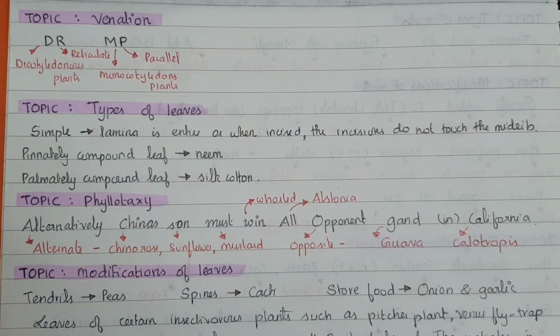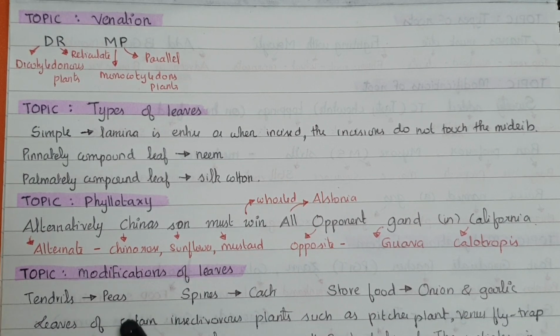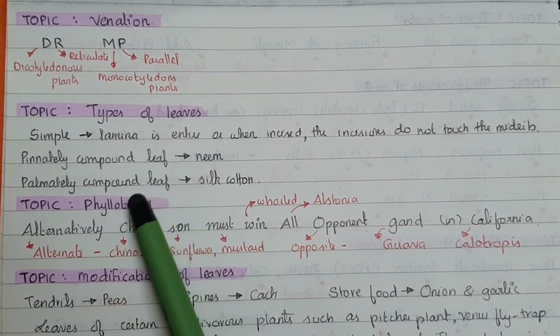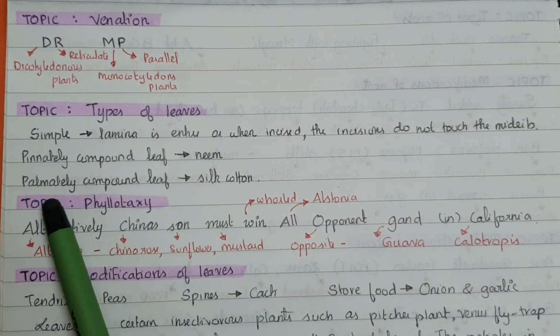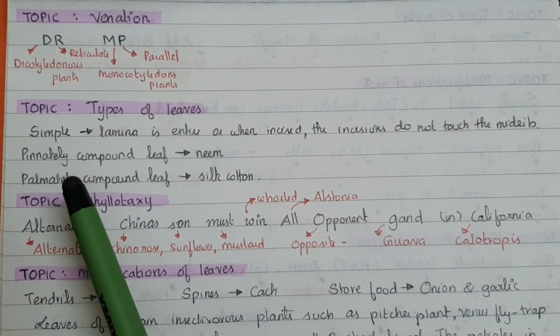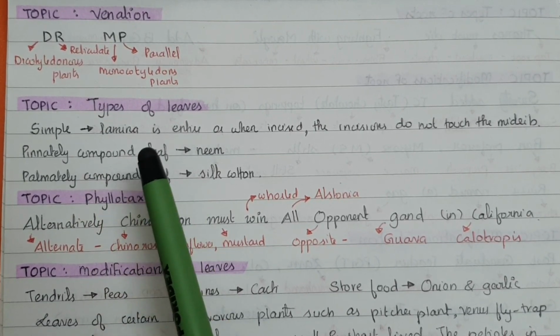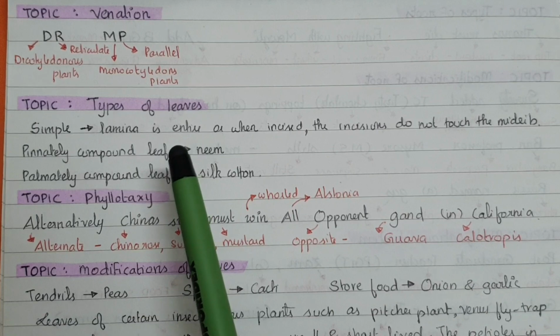Okay, our next topic is venation. Dr. MP, DRMP. D is for dicotyledonous plants, so dicotyledonous plants have reticulate venation, and MP, monocotyledonous plants, have parallel venation.